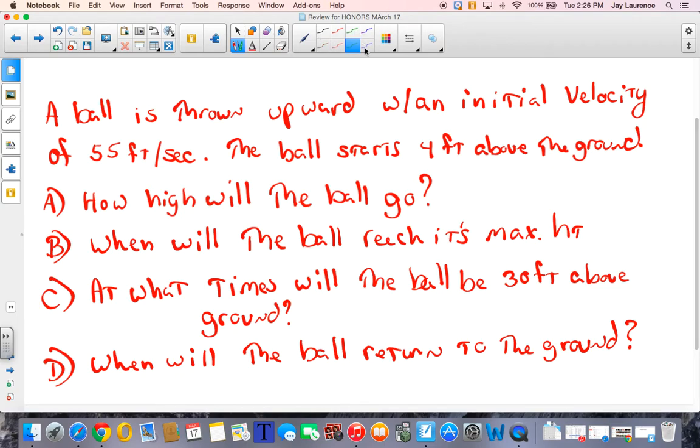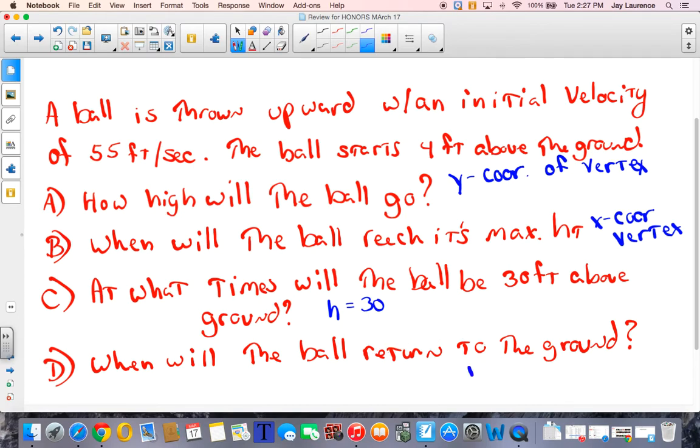Well, I'm going to make some little notes here. How high will it go? That's the y coordinate of the vertex. When will the ball reach its max height? That's the x coordinate of the vertex. So I might actually do B before I do A. At what time will the ball be 30 feet above the ground? That's when I make h equal to 30. When will the ball return to the ground? That's when h will equal 0. Okay, and on these two, I'll use the quadratic formula.